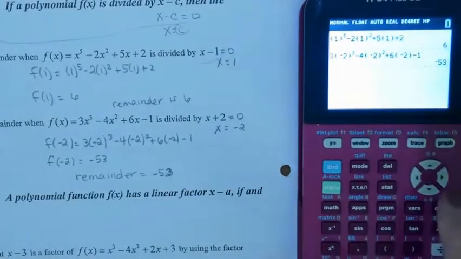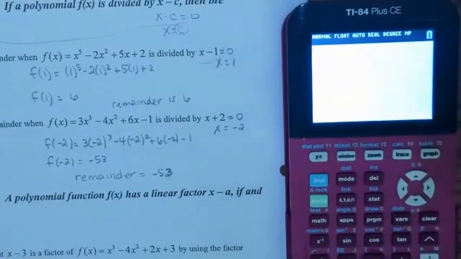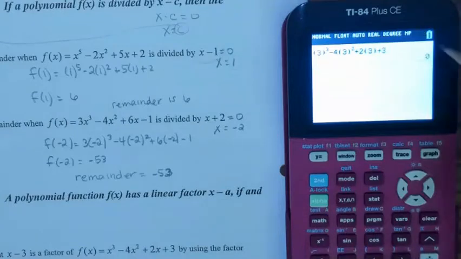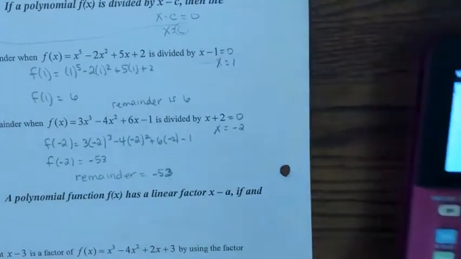So back to my calculator. 3 cubed minus 4 times 3 squared. Whoops, it's one of those days. 3 cubed minus 4 times 3 squared plus 2 times 3 plus 3. And you can see I get a 0 here, so my remainder is 0. So that proves that it's a factor.